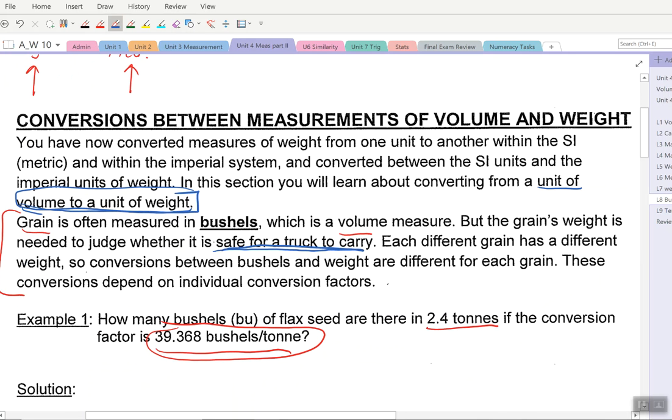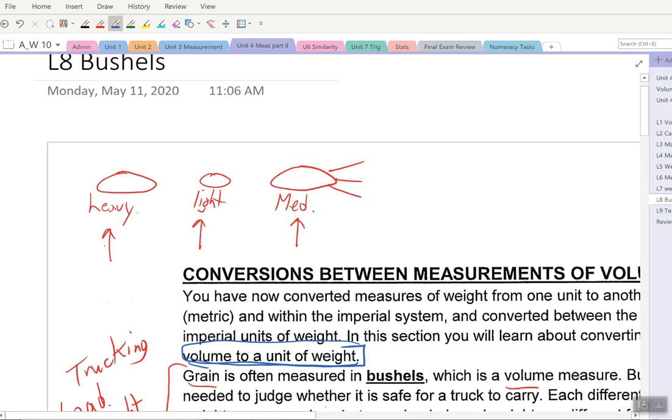So each grain has a different weight. So conversions between bushels and weight are different for each grain. So each grain has its own conversion factors. Okay, so each grain has its individual conversion factors. So for example here, some grain might be this size and very heavy, whereas this size might be very light. Maybe this one with these little awns at the end might be medium. And so the volume per weight is something that they look at.